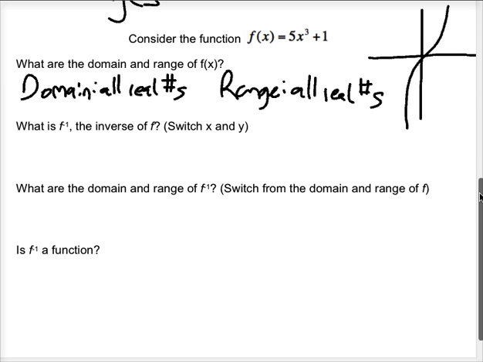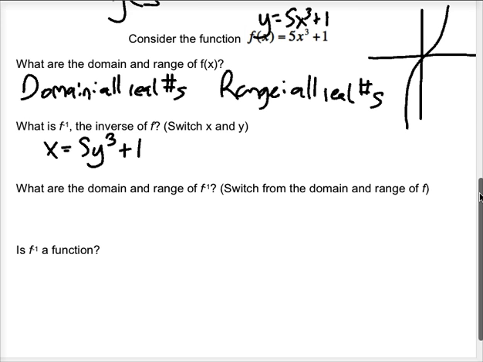All right, now what is f to the negative 1 of x? What is the inverse? Well, remember, we're thinking of this as y equals 5x cubed plus 1. So I'm going to switch those variables, I'm going to switch x for y.